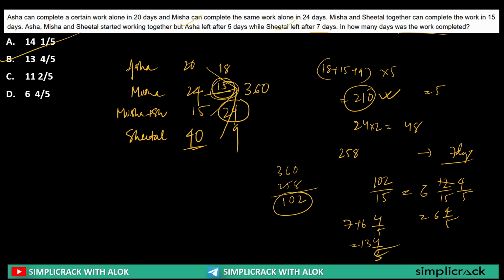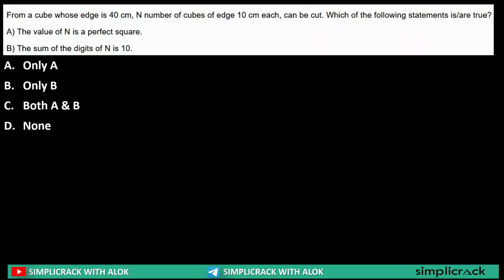Now, let's see the next question. From a cube whose edge is 40 centimeter, a number n of cubes of edge 10 centimeter can be cut. Which of the following statements is true? The value of n is a perfect square. The sum of digits of n is equal to 10.